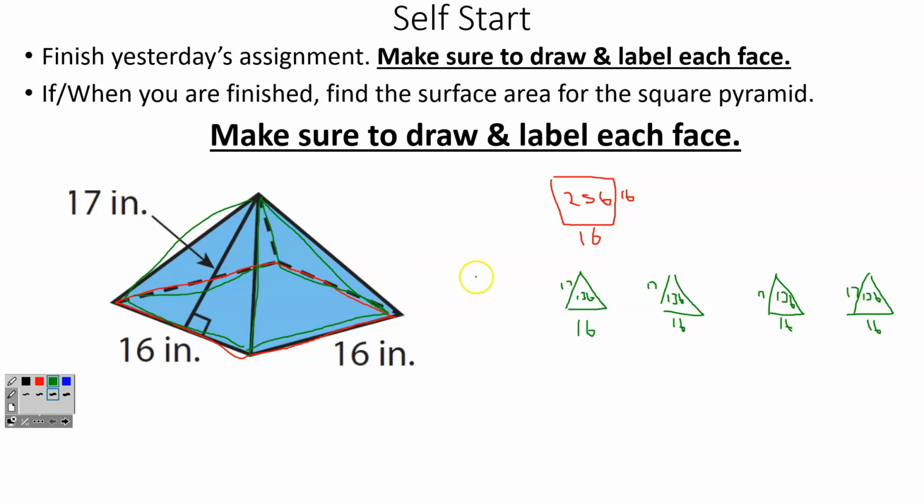Now to find the surface area, we have to add up all of those faces together. So I've got 256, which is the square, plus 136, plus 136, plus 136, plus 136. So this plus this plus this plus this plus this. And that gives me an answer of 800 inches squared.